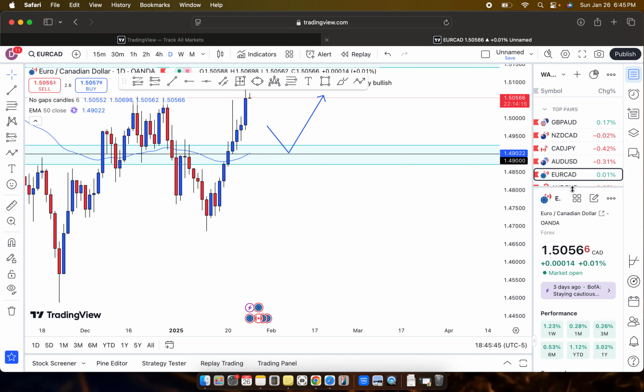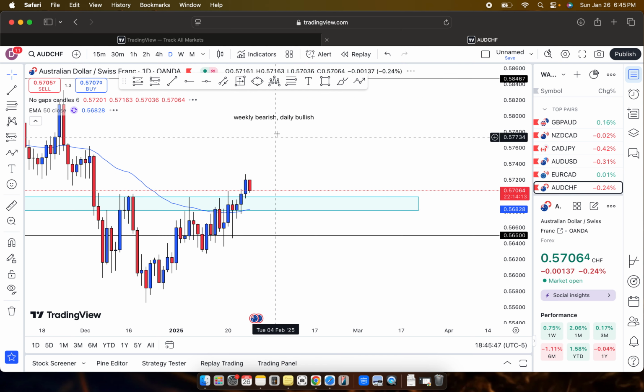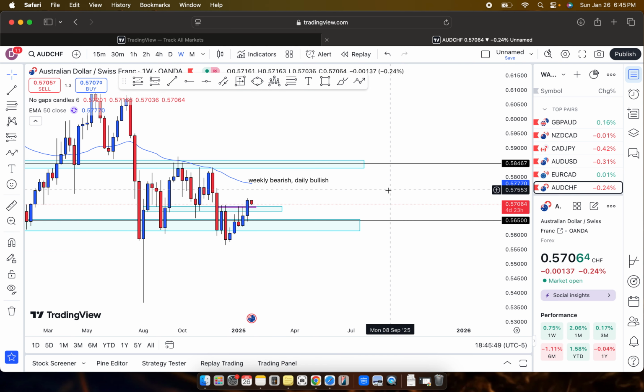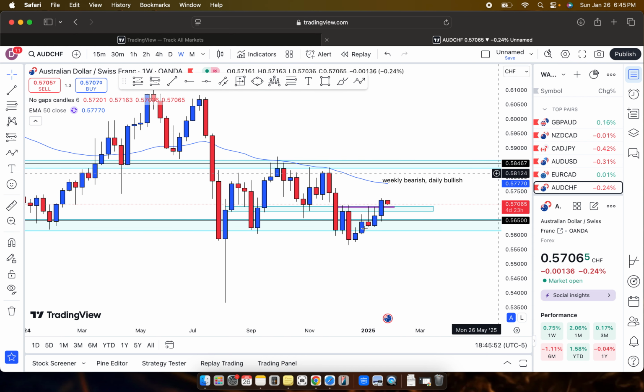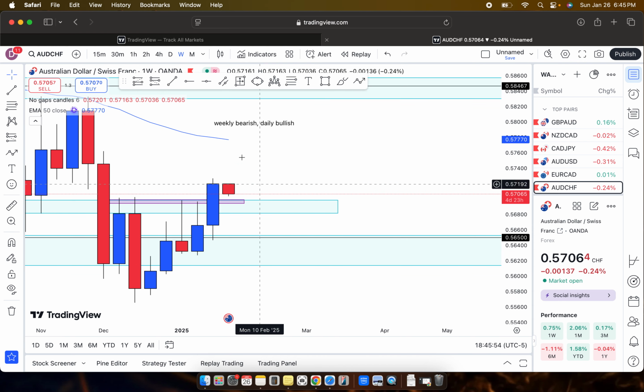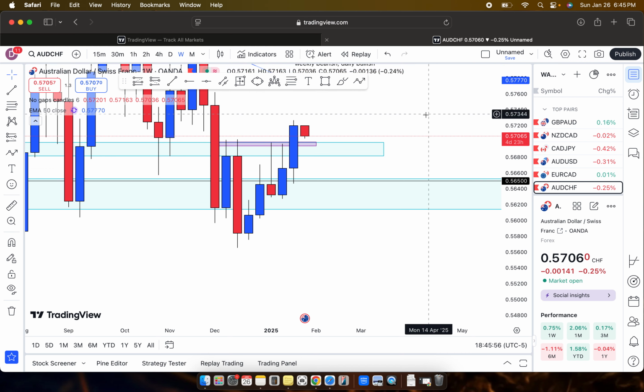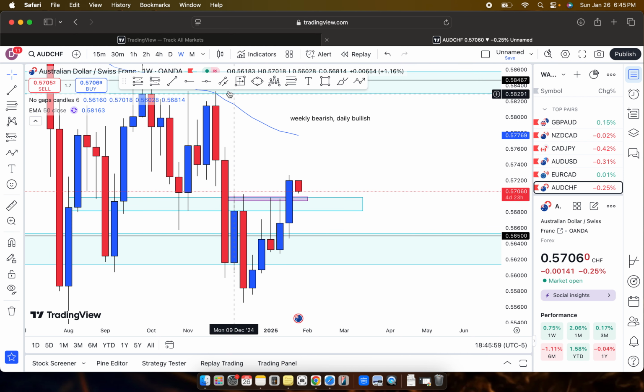It's looking pretty nice. And I guess the last one is AUD CHF. This is looking pretty nice, honestly. This will probably be the first trade of the week, probably. I'm just saying probably, if everything goes well.